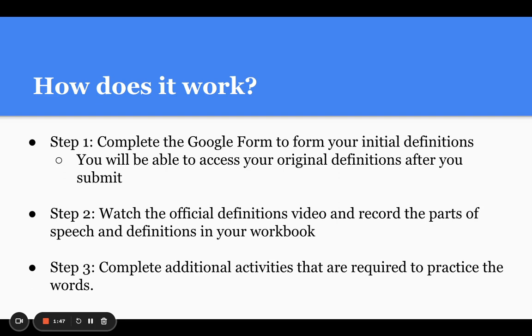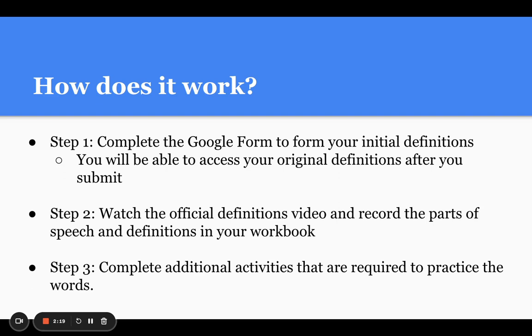You'll be able to access your original definitions after you submit. It will send it to you in an email. But it's also important to know that this is not just a random guess. You want to try to figure out what it actually means by looking at the sentence. The second thing you will do is I will finally give you the definitions. So you will watch the official definitions video and record both the parts of speech and the definitions in most likely your workbook or on any vocab sheet that I give you.